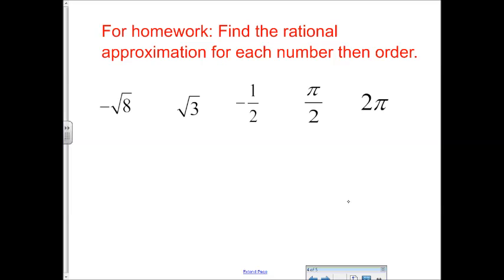Try ordering these numbers. Find the rational approximation for each one, then put them in order. I expect to see the rational approximation and them in the correct order when you return tomorrow.